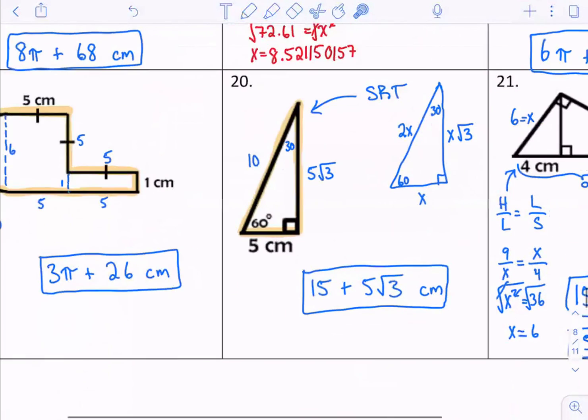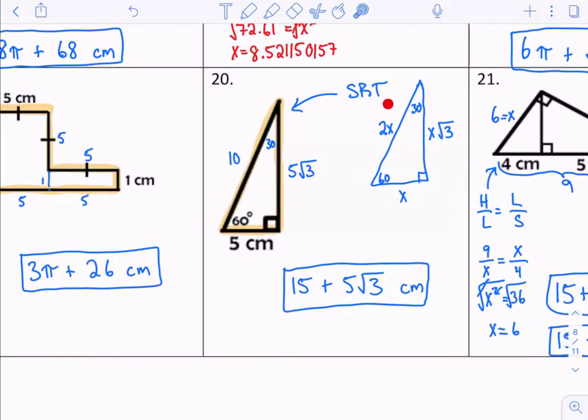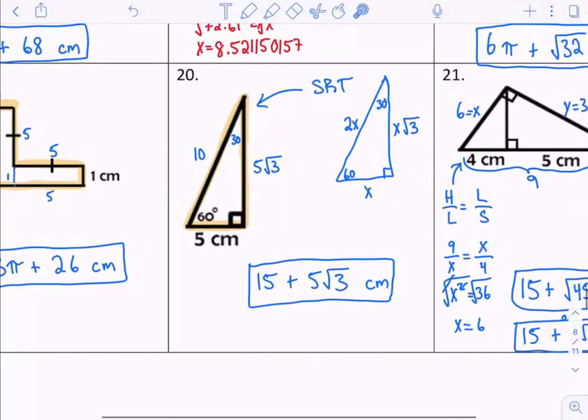For number 20, I didn't recognize that it was another special right triangle. Miss Murphy was thinking that maybe we can use SOHCAHTOA, which we could have, but maybe our answers would not have been exact because it would have given us a decimal here since this is an irrational number. So if I asked you to find an exact answer, you would have to know the special right triangle rule, which we wrote over here.